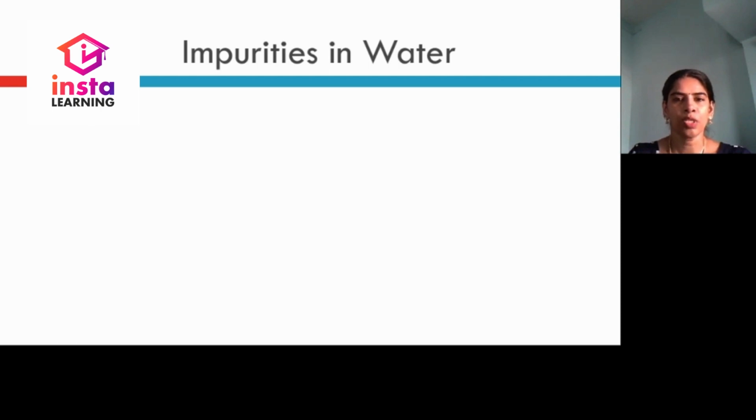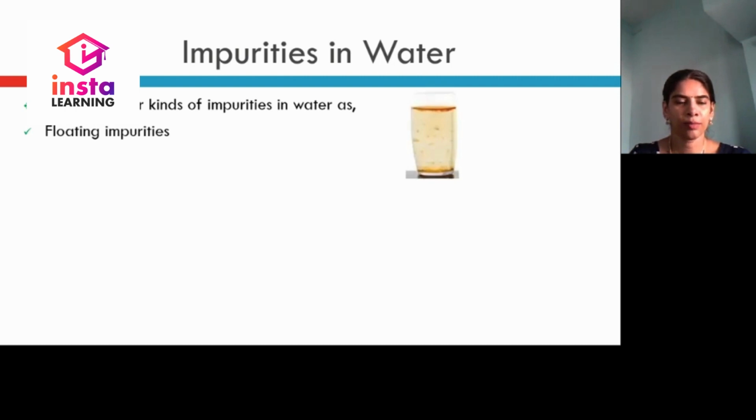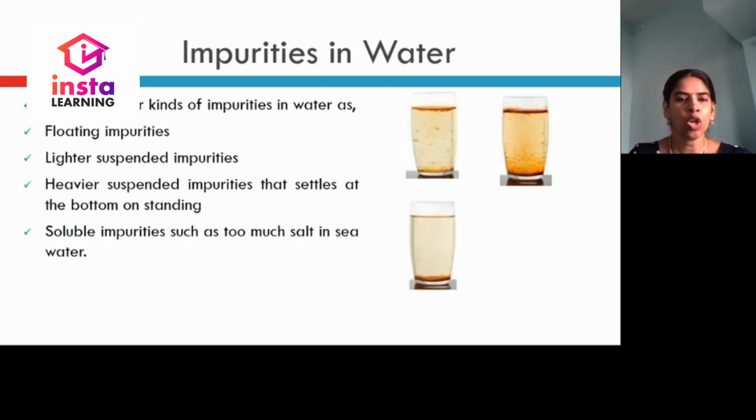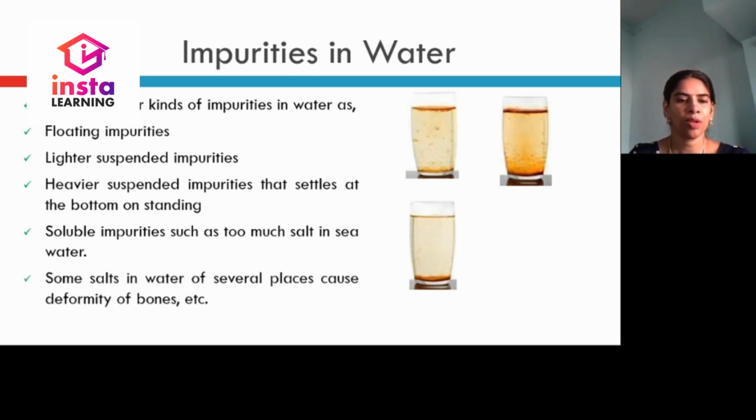Let us learn the impurities which are found in the water. There are 4 kinds of impurities in water: floating impurities, lighter suspended impurities, heavier suspended impurities that settle at the bottom on standing, and soluble impurities such as too much salt in seawater. Some salts in water in excess cause deformity of bones, etc.